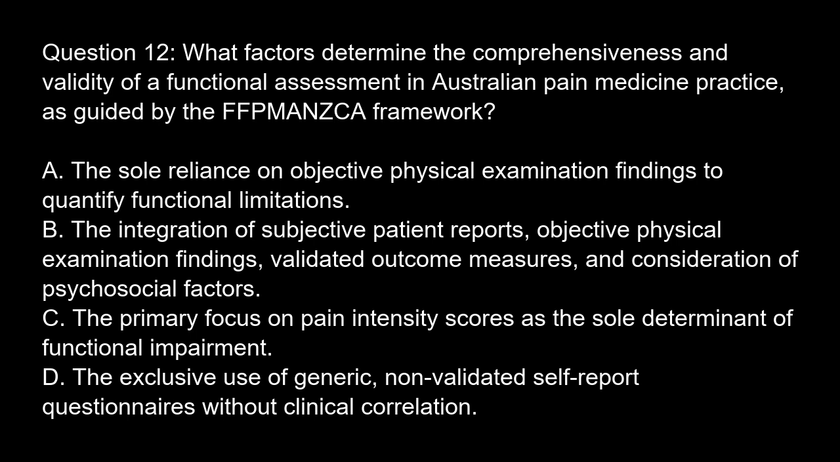Option B. The integration of subjective patient reports, objective physical examination findings, validated outcome measures, and consideration of psychosocial factors. Option C. The primary focus on pain intensity scores as the sole determinant of functional impairment. Option D. The exclusive use of generic, non-validated self-report questionnaires without clinical correlation.